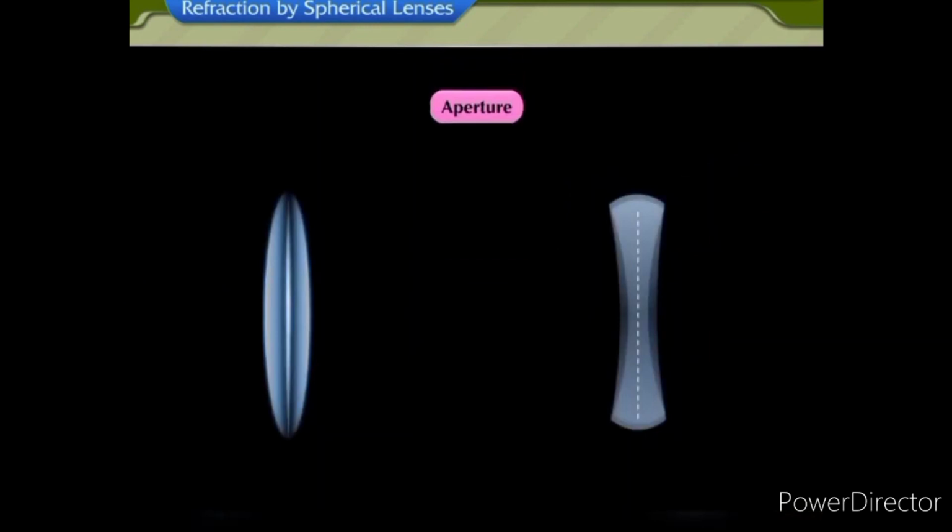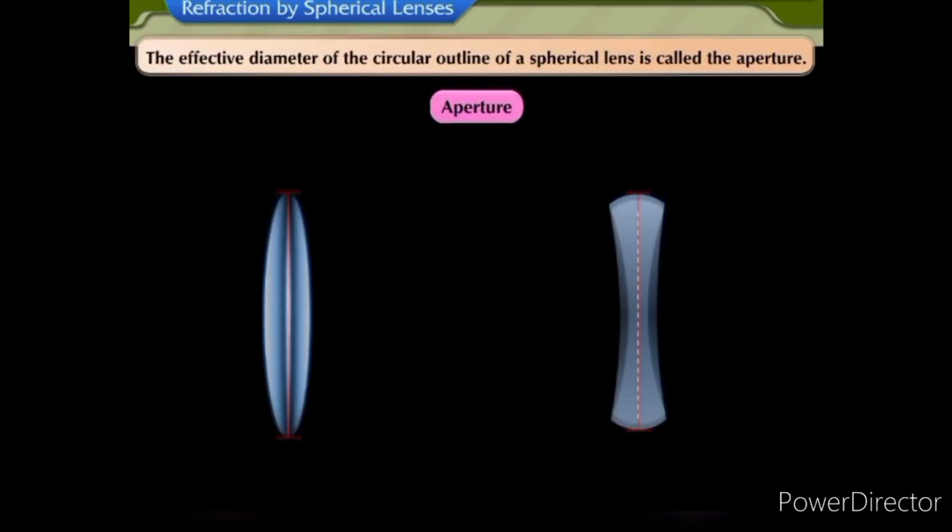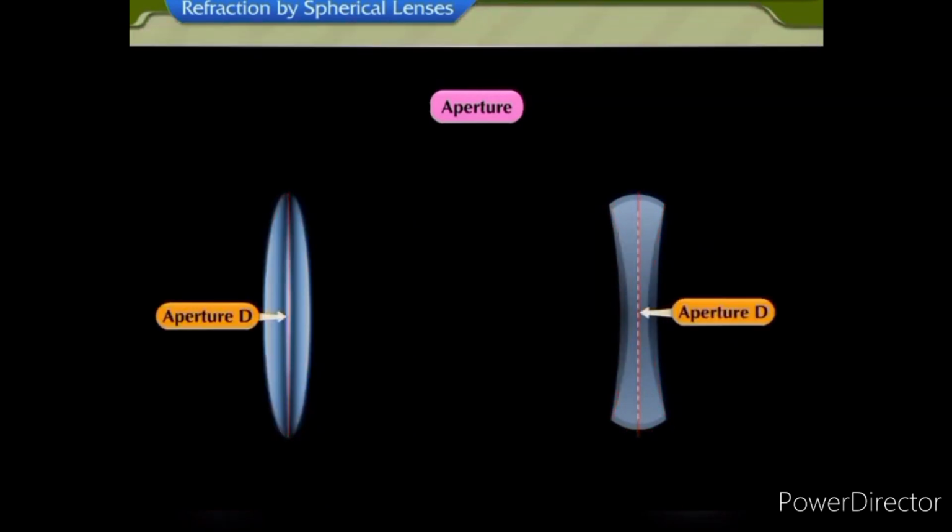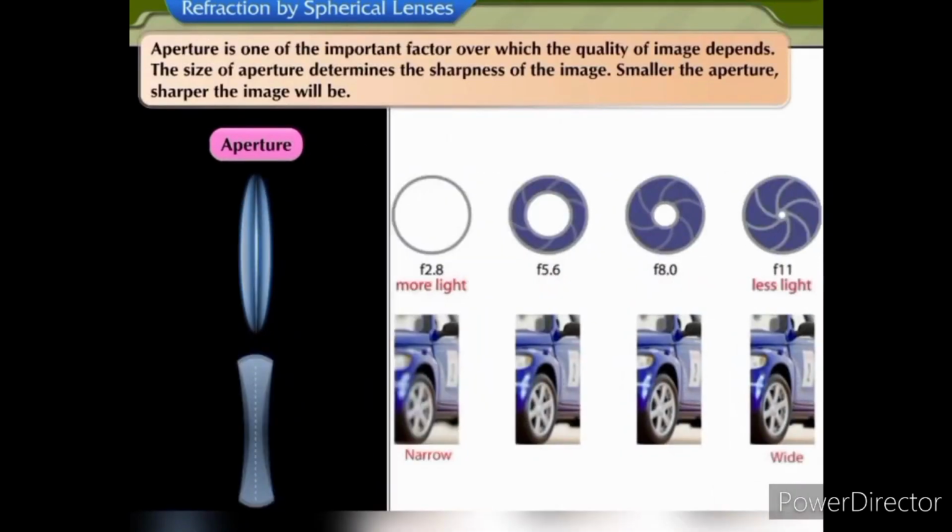Aperture. The effective diameter of the circular outline of a spherical lens is called the aperture. D is the aperture of the lens. Aperture is one of the important factors over which the quality of image depends. The size of aperture determines the sharpness of the image. Smaller the aperture, sharper the image will be.